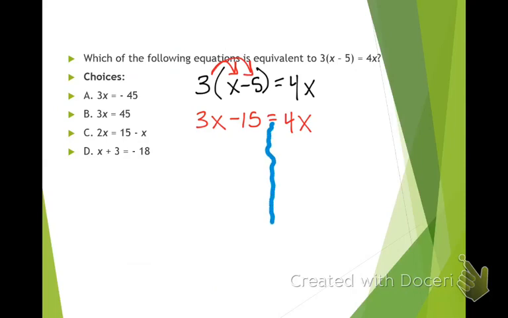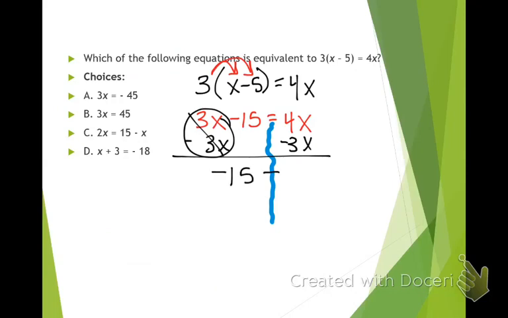I'll draw my little river down from the equal sign so that every time we go across that river, we're using our properties of equality to do whatever we do to one side, we do to the other. So I see my 3x on the left-hand side, I see a 4x on the right-hand side. If I want to keep my variables positive, I'm going to subtract 3x from both sides. So minus 3x on the left, minus 3x on the right. These are additive inverses, so they add to 0. Negative 15 equals 4x minus 3x. Well, 4x minus 3x is 1x, or just x.